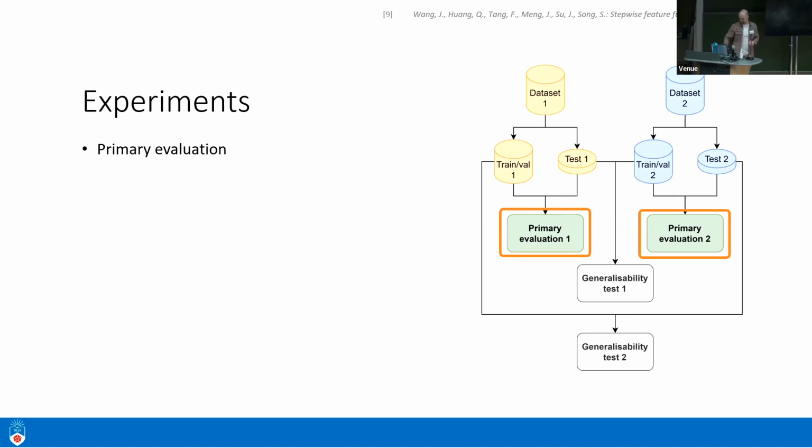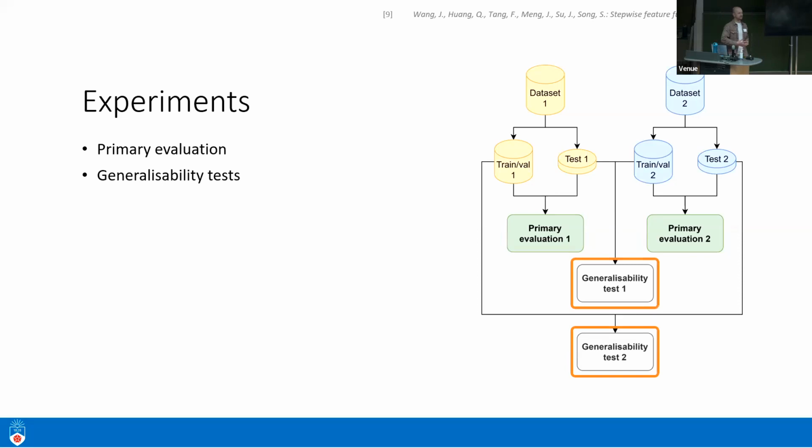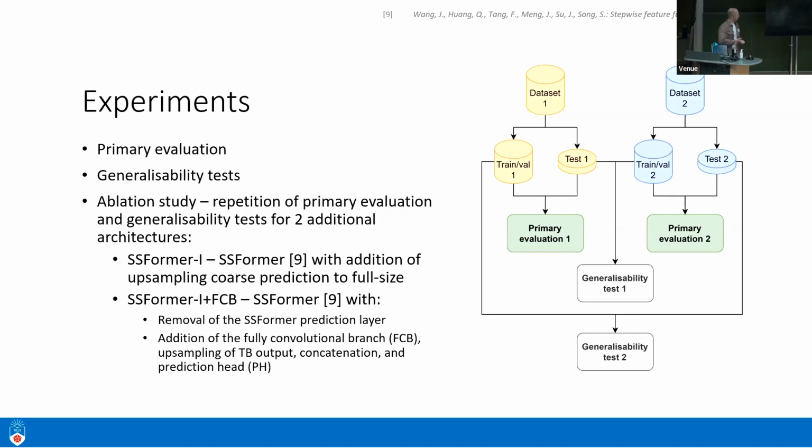And then we also have a generalizability test where we are taking the training and validation set from one data set and the testing set from the other data set, so that we can test this slightly out of distribution, slightly different distribution of images and see how it performs in that case. We also perform an ablation study of the FCB former, where we essentially built two extra models.